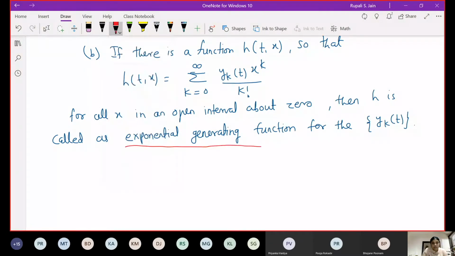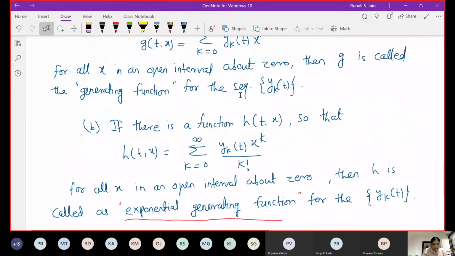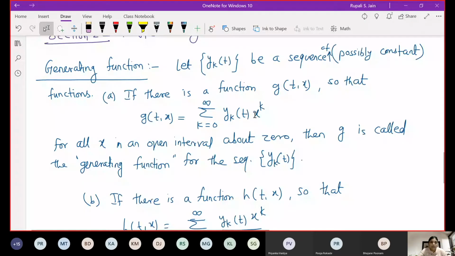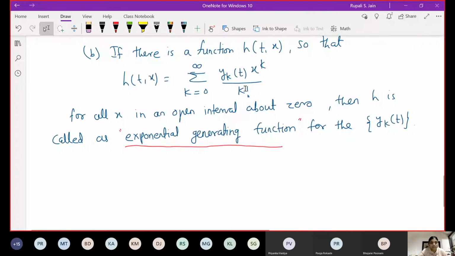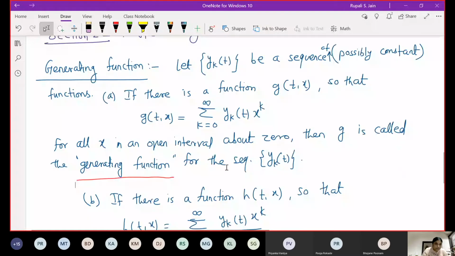This is the exponential generating function. So h(t, x) is defined by the infinite sum of y_k(t) x raised to k upon k factorial, and here, in the infinite sum, it is just y_k(t) x raised to k. If it is just this summation, it is called a generating function, a simple generating function. And if it is divided by k factorial, then that function is called an exponential generating function. Is that okay? These two definitions: generating function and exponential generating function.